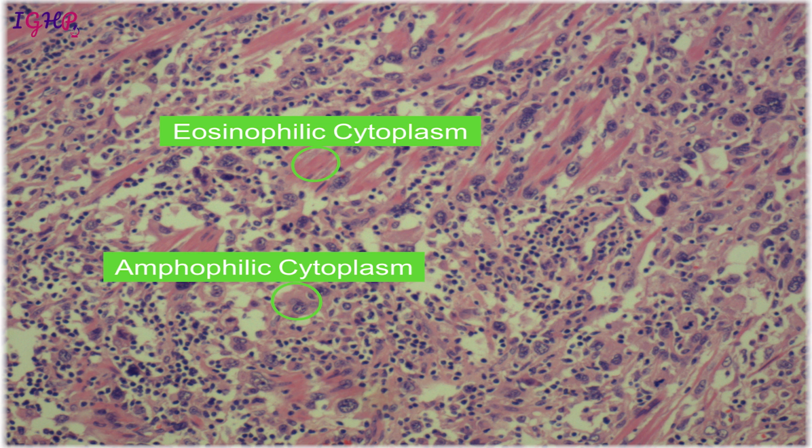Here they are showing an amphophilic kind of cytoplasm. In the cells seen here, we are not able to say whether to call them eosinophilic or basophilic. So this kind of cytoplasm color we call amphophilic, that is a mixture of blue and a mixture of eosin, that is pink color. So when you see a cytoplasm like this, we call it amphophilic, and this is a beautiful eosinophilic color of the cytoplasm.